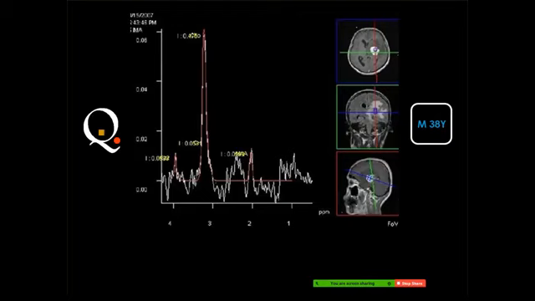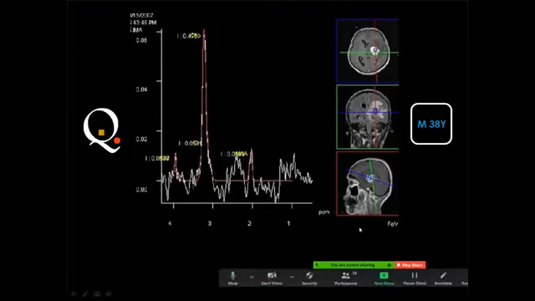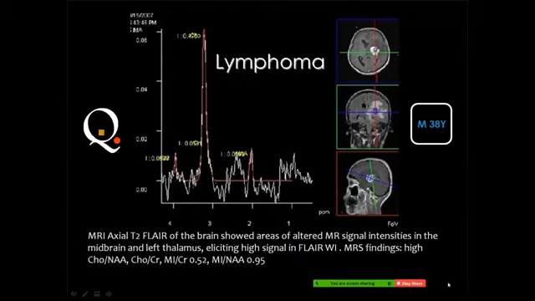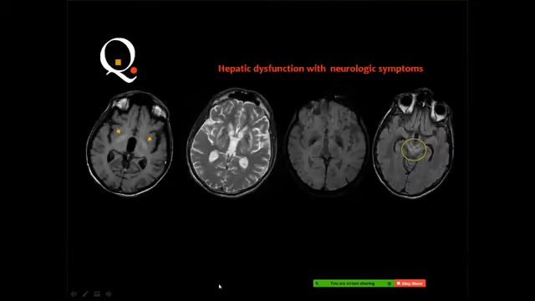Let us agree that this is a tumor, okay? Glioma, lymphoma, any type of malignancy. It may be a metastatic deposit, maybe lymphoma, maybe glioblastoma multiforme, and this was a case of lymphoma. But you consider first that the peak of choline is extremely high.